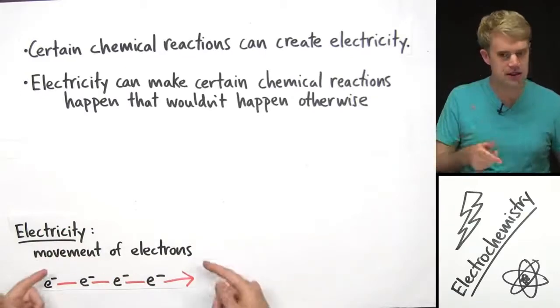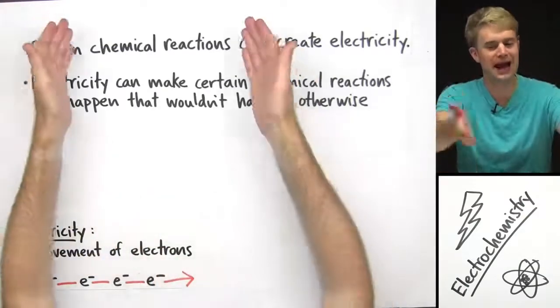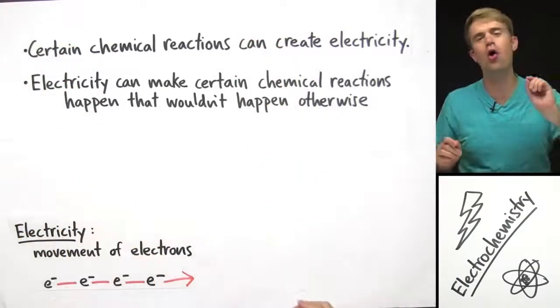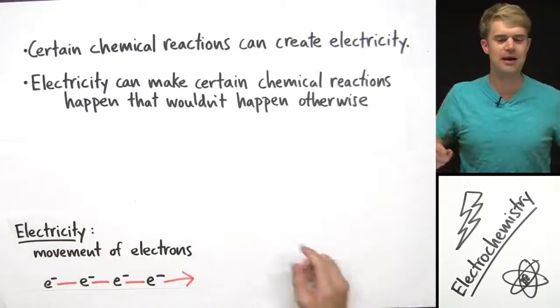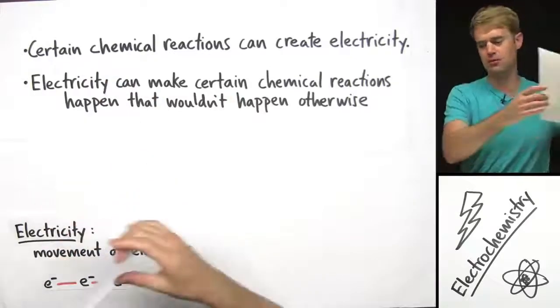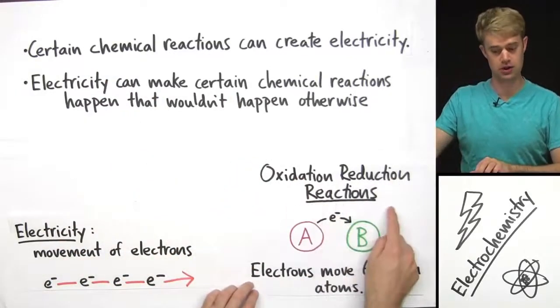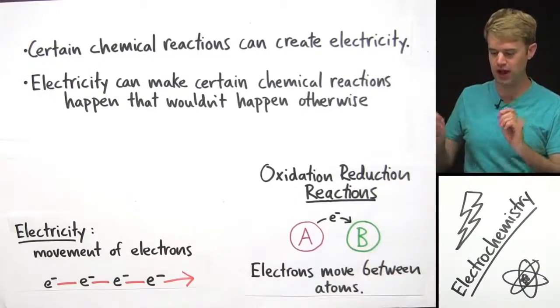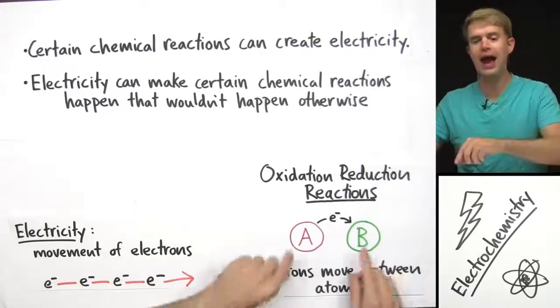So if electricity is about moving electrons, that means the chemical reactions that we're going to be talking about are also going to involve movement of electrons. And that means that these chemical reactions that we're going to be discussing will tend to be oxidation-reduction reactions, because these are chemical reactions where electrons move between atoms.